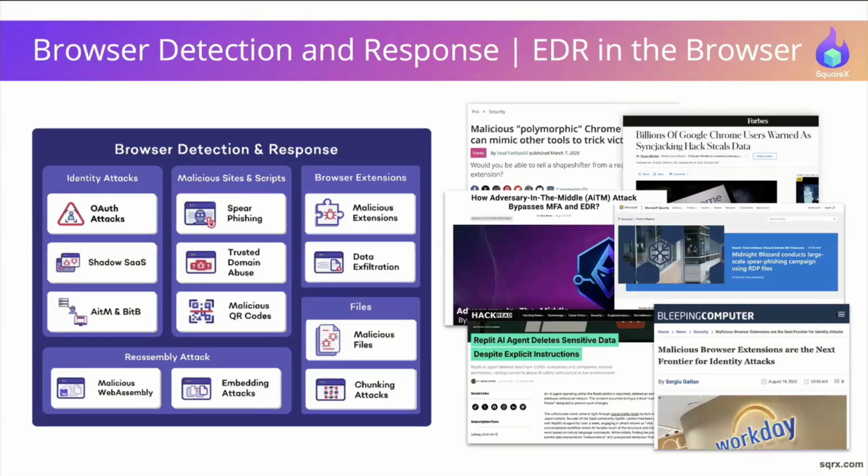So yeah, this is the first section, which is mainly browser detection and response within the browser, and this extends to everything that is happening within the browser. These are a couple of use cases. This includes things like malicious files, websites, extensions, identity-based attacks, and all of them.